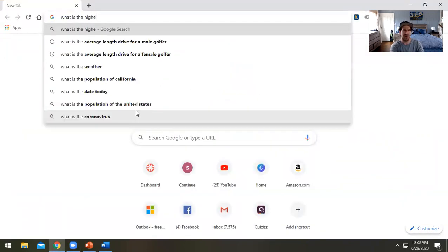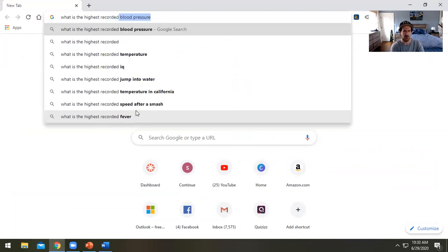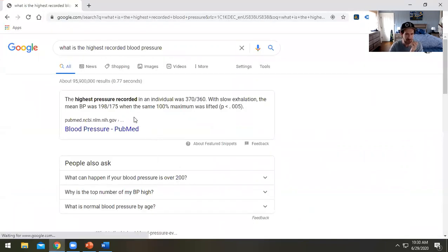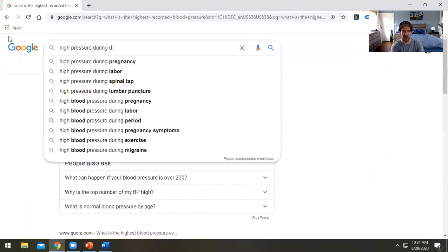What is the highest recorded blood pressure? It was, yeah, 370/60. You would think that if 120/80 is normal blood pressure, this would cause your brain to explode. But that's why we see high pressure during deadlift.